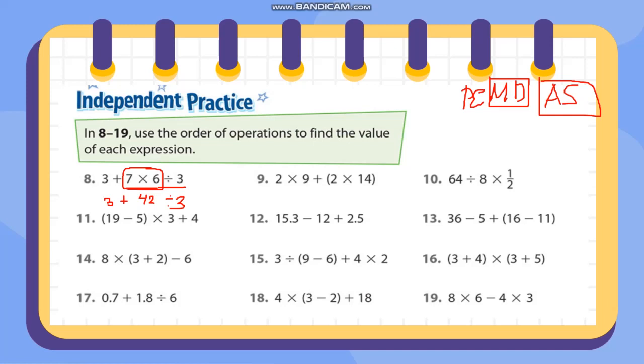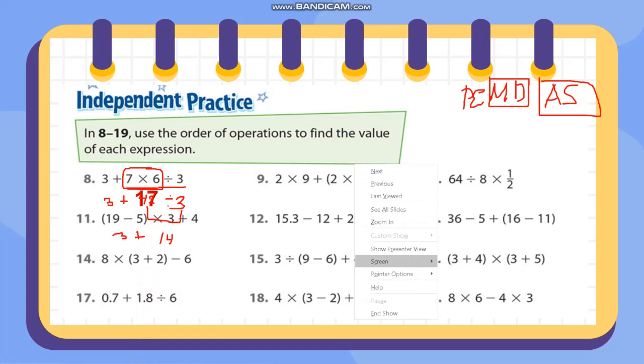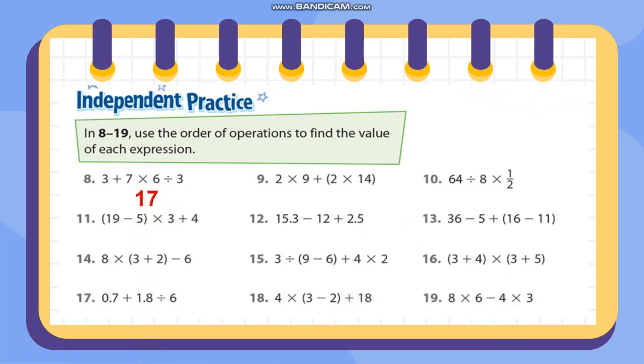So what's next? Addition and division. So which comes first from the rule? From the PEMDAS rule, of course, the division comes first. So we need to divide 42 divided by 3. What is 42 divided by 3? So when we divide 42 divided by 3, that is equivalent to 14. So 14 plus 3, that is equivalent to 17. That's why the final answer for number 8 is 17.